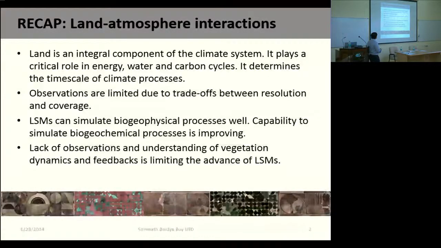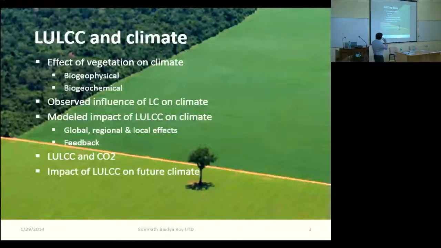Okay. So now, when I talk about land use, land cover change on climate, this is what I'm going to do. We'll talk about the effect of vegetation on climate and break it up into biogeophysical and biogeochemical. Observed influences: you can expect that there is very little observation, but we'll look at some of the models, and feedback, both regional, since most people only talk about global, but we'll talk a little bit about regional.